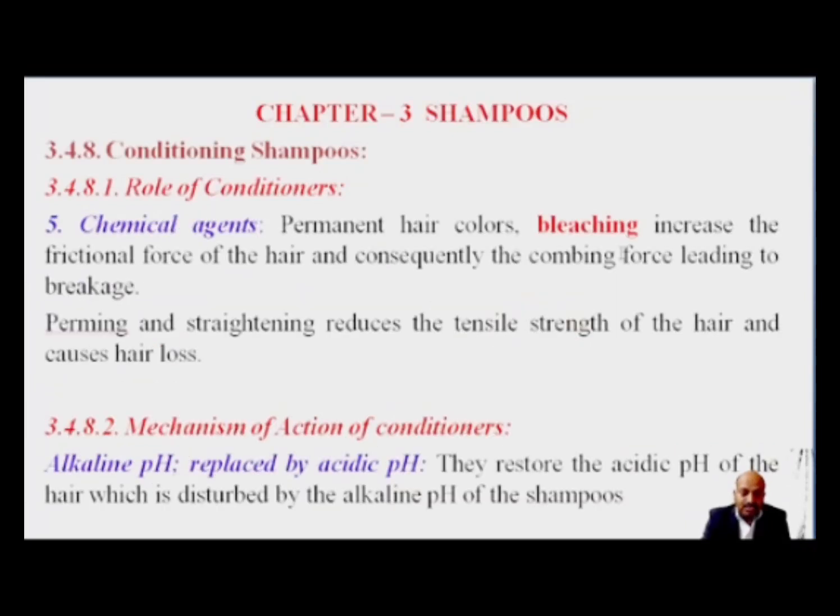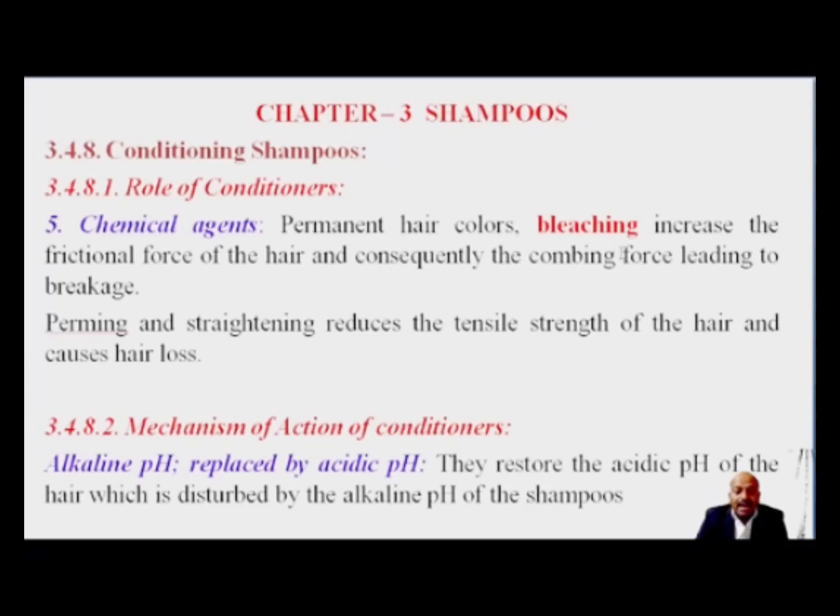Now the role of conditioners with chemical agents, we can see here. Permanent hair colors and bleaching increase the frictional force of the hair and consequently the combing force, leading to breakage. Perming and straightening reduce the tensile strength of the hair and cause hair loss. All these things are factors that affect the hair, making it break down or lose its tensile strength.